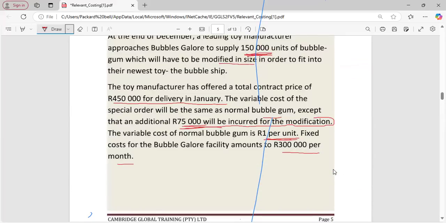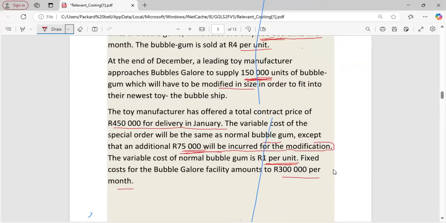What about the fixed cost for the bubble gum facility amounting to 300,000 per month? What is going to be that fixed cost? It's irrelevant. This one is going to be irrelevant.